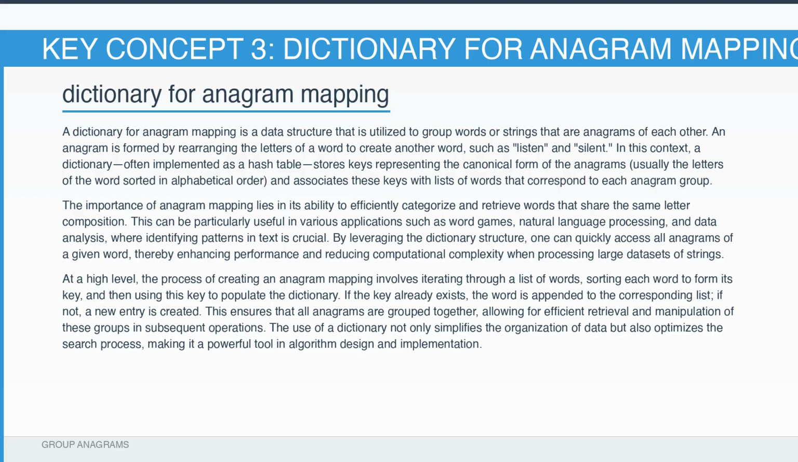It's especially useful in applications like word games or natural language processing, where recognizing patterns in text is key. To create this mapping, we go through a list of words, sort each one to generate its key, and then populate the dictionary. If the key already exists, we simply add the word to the list. If not, we create a new entry. This way, all anagrams are grouped together, making future retrievals quick and easy. The dictionary structure streamlines data organization and optimizes the search process, which is invaluable in algorithm design.